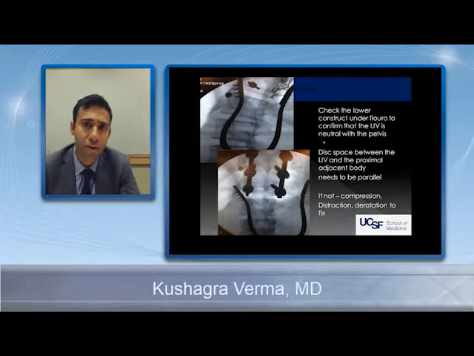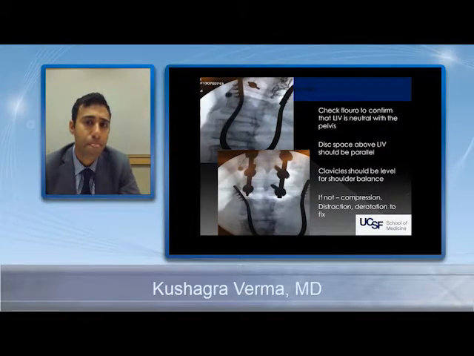We check the lower instrumented level, and we confirm that it's neutral and horizontal and level with the pelvis. We also look at the disc space to make sure it's parallel. If we can't get the disc space parallel, we use some intraoperative techniques: compression and distraction, derotation. But if we still can't achieve a neutral level, then we'll often extend the fusion one level. And then the other thing we check is we look at the clavicles to make sure that they're level, so that we have done our best to neutralize shoulder balance.